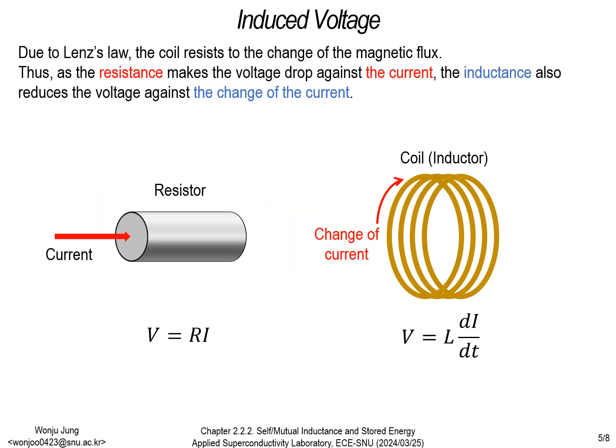According to Lenz's law, a coil will resist changes in magnetic flux through it. This resistance is similar to how a resistor opposes current flow, causing a voltage drop. In the case of a coil, it opposes changes in current by inducing a voltage against it. This behavior is fundamental to the operation of inductors in electrical circuits.